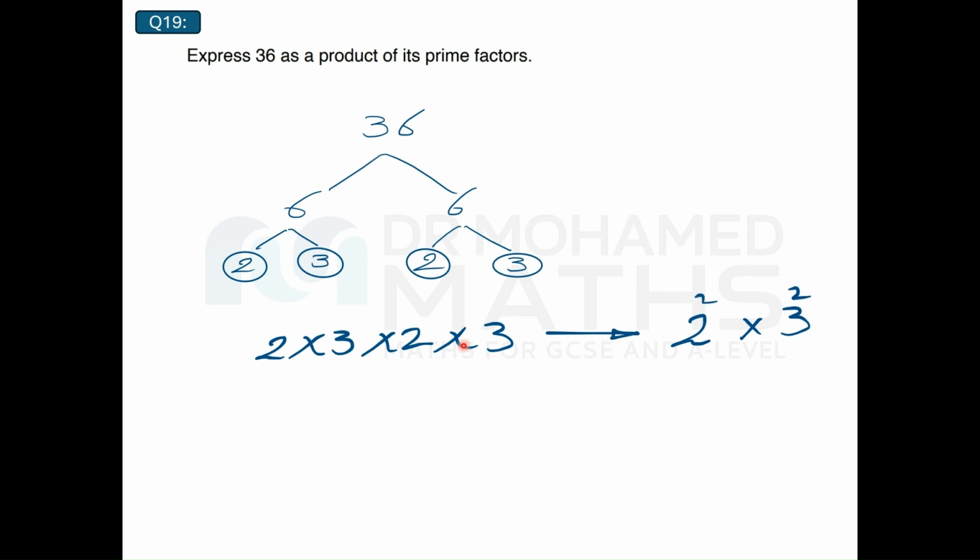And then times 3, how many times repeated? 2 times repeated. That means 3, which is repeated 2 times, is called 3 to the power 2. So this is the answer if the question asks in index form. This question doesn't ask in index form, but you have to be aware of it. So this is your answer, 2 times 3 times 2 times 3. This is the answer to this question.